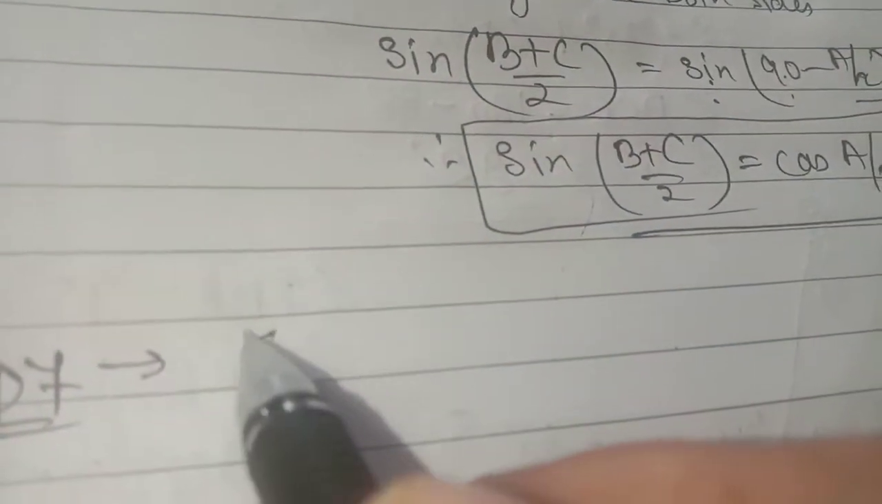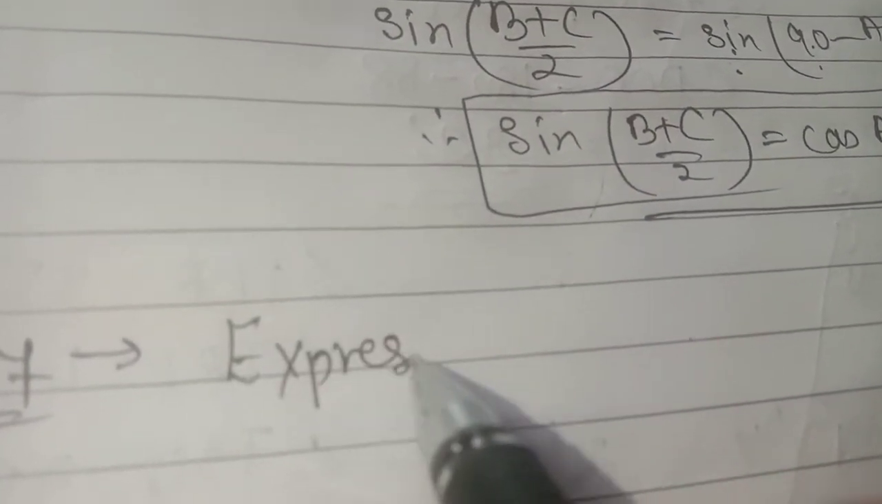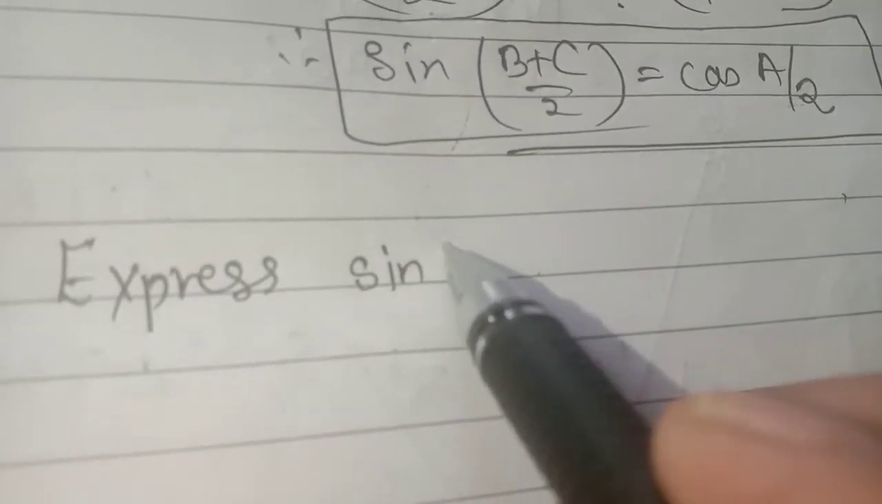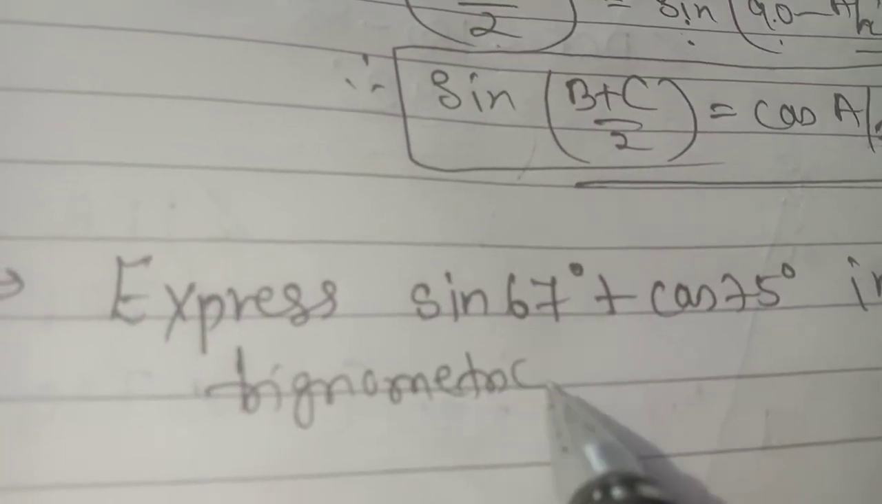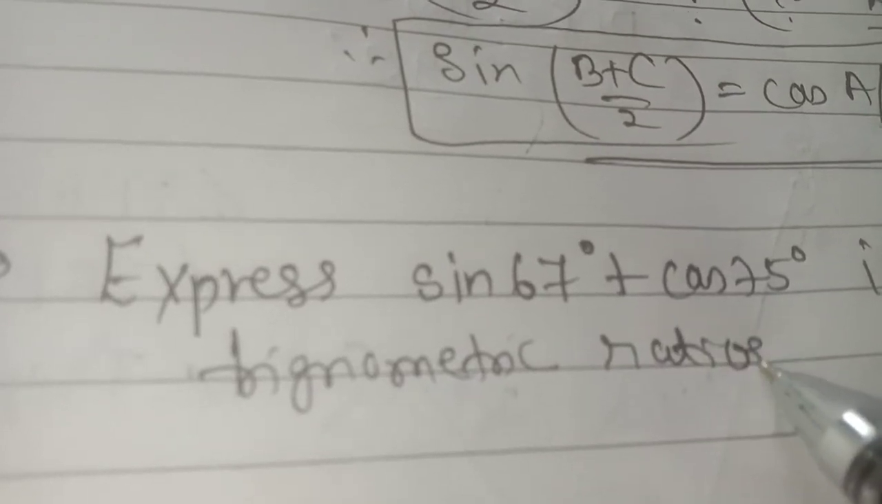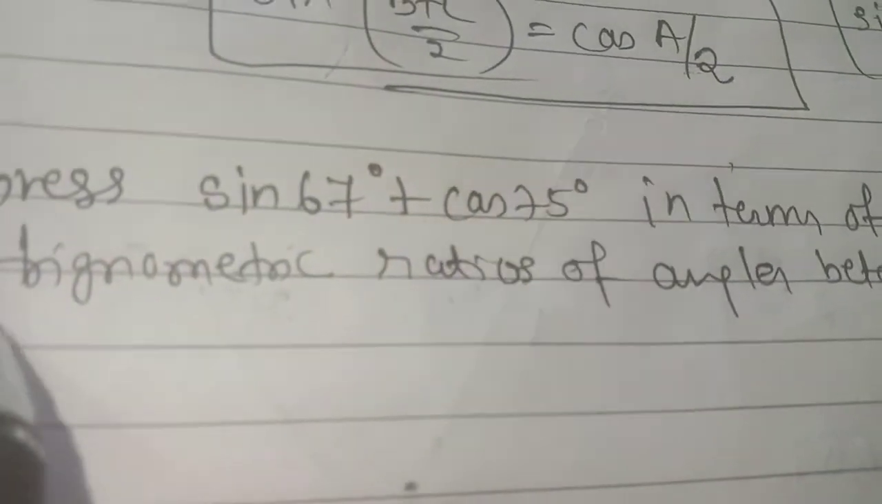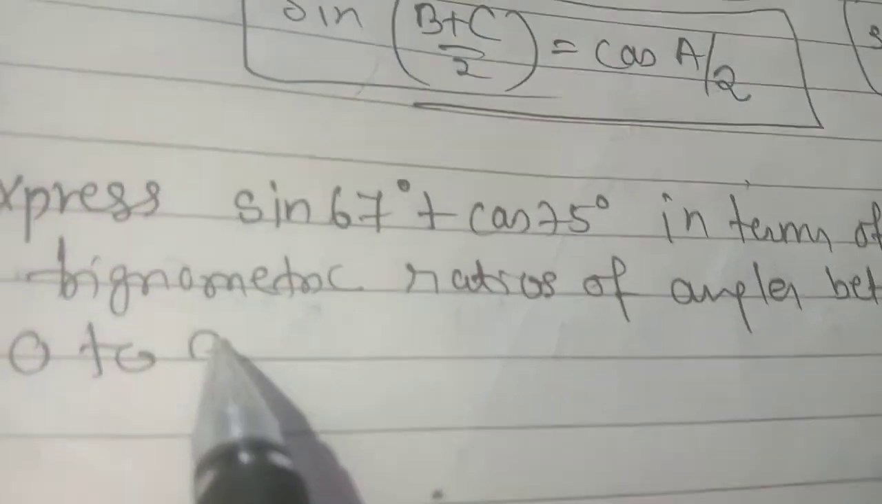Question number 7. It is given as, express sin 67 degrees plus cos 75 degrees in terms of trigonometric ratios of angles between 0 and 45 degrees.